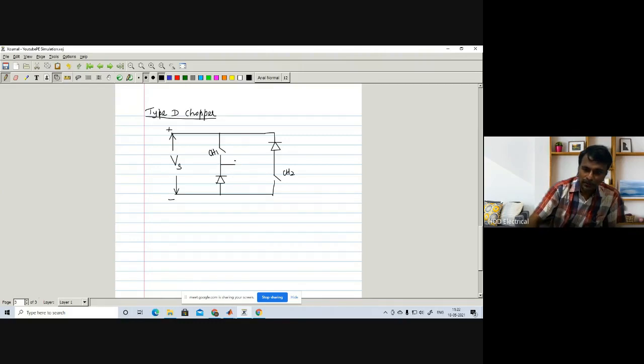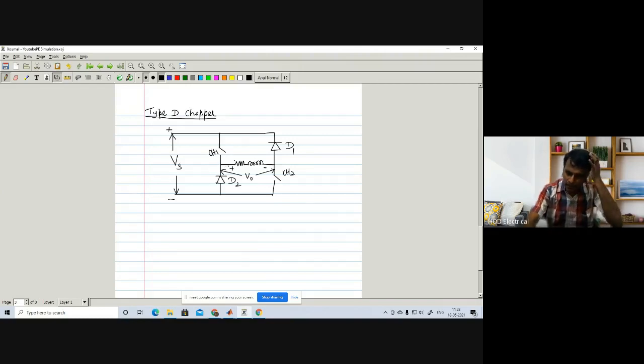In between we have the load, resistance and inductive load. So this is diode D1 and diode D2. Here, if this terminal is positive and this terminal is negative, the output voltage is positive. Then if the current is in this direction, current will be positive. Otherwise, vice versa, voltage is negative and current is negative.